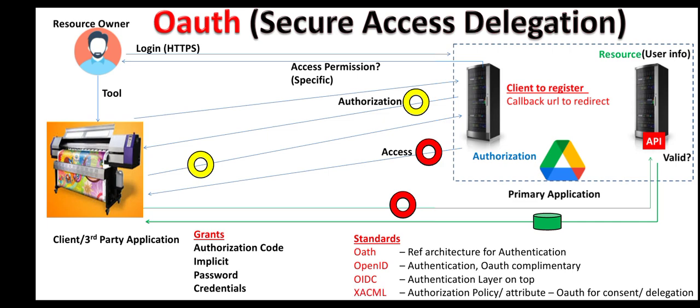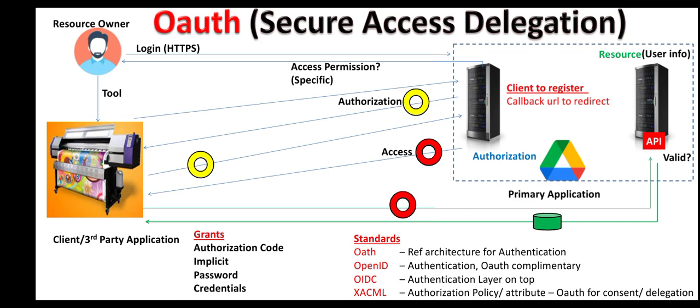Now this is extensible access control markup language, which is a standard for defining authorization policies at a granular level. So OAuth can be used in conjunction with extensible access control markup language, where OAuth will be used for ownership consent and access delegation, and extensible access control markup language will be used to define authorization policies at attribute and context level.